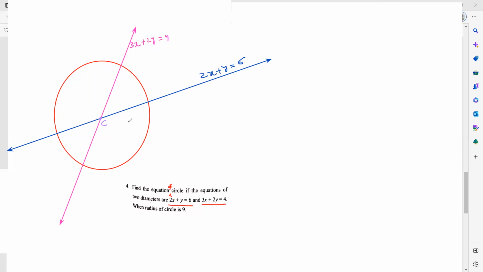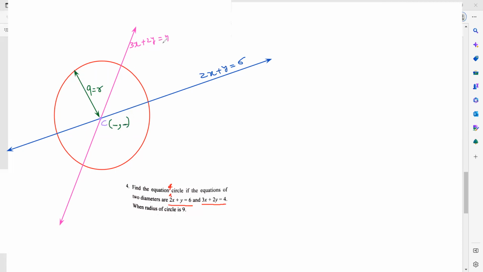Now, they say the radius of the circle is 9. The radius of the circle they are giving us as 9. So I know the radius, which is equal to 9, but I don't know the center coordinates. I want the coordinates of the center. What will I do? Very simple.